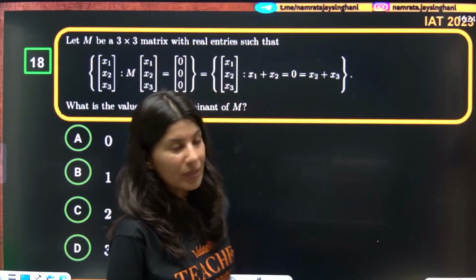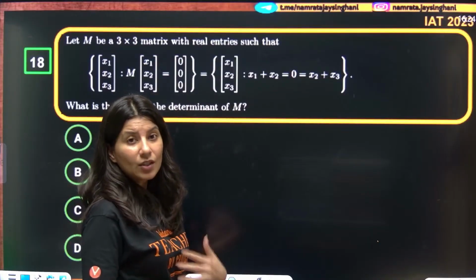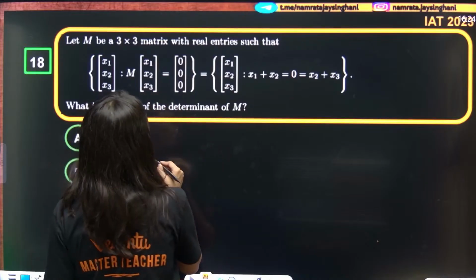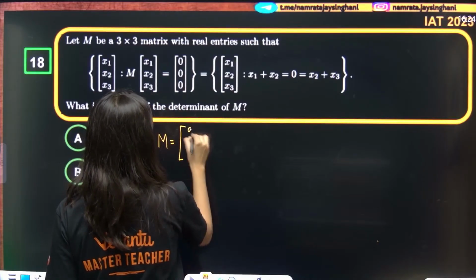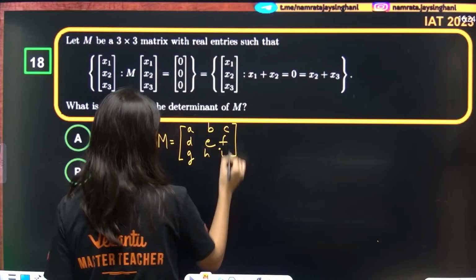Next question. This is IAT 2023. Now we are starting 2023 PYQs, okay? So there is this matrix M, okay, with real entries. So 3 cross 3, let me do one thing. A, B, C, D, E, F, G, H, I. Okay?